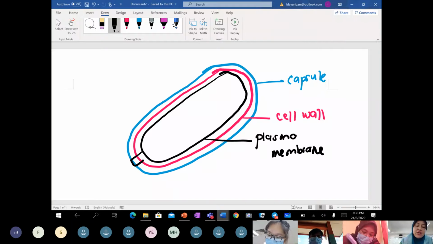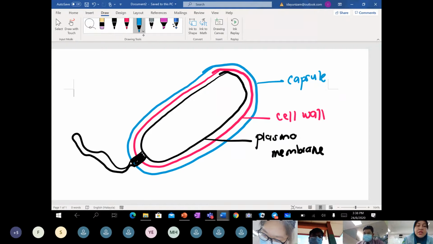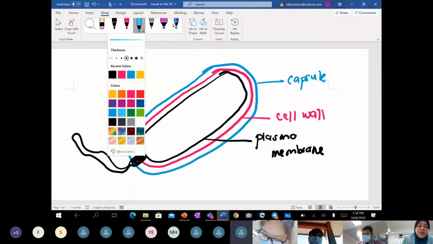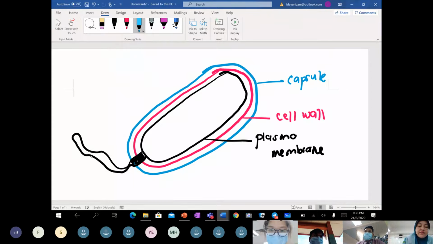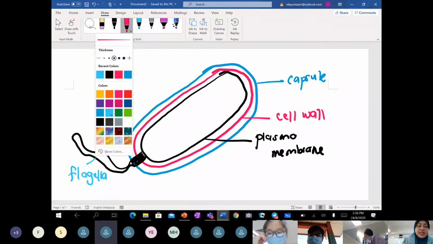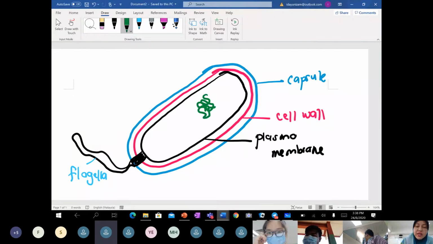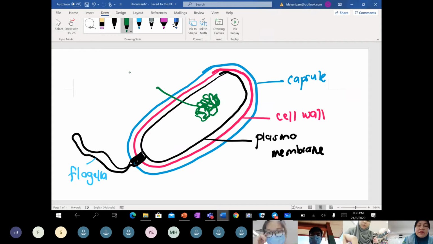Next, in order for bacteria or prokaryote to move, it has another structure that we call the flagellum, or flagella. And then what else is inside? Inside the prokaryote, there is a structure known as the DNA strand.